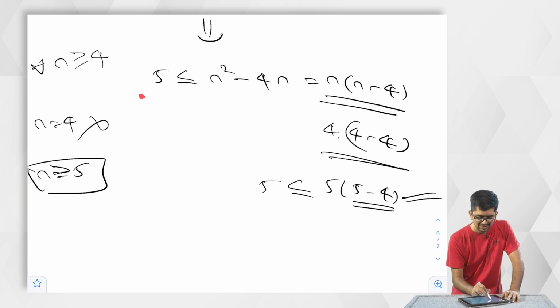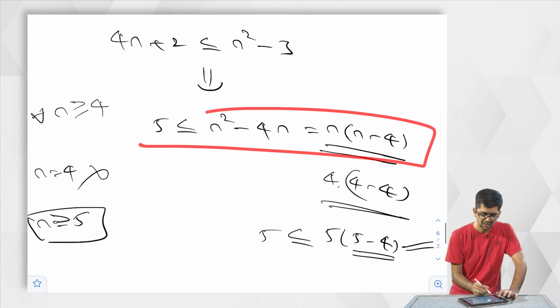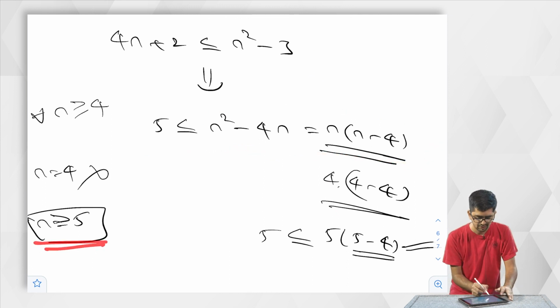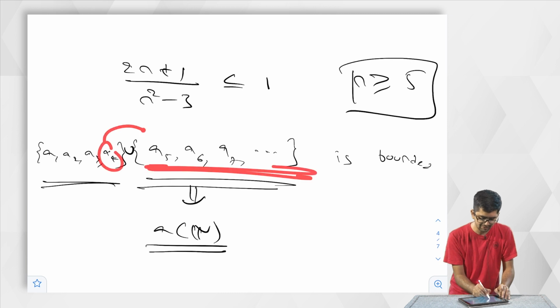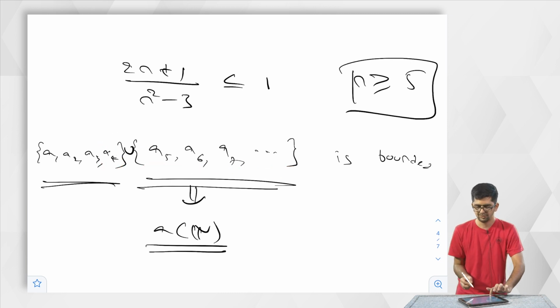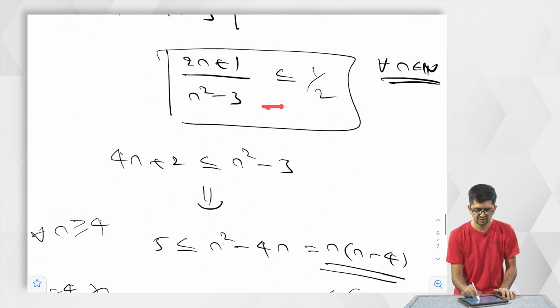So 1 by 2 is a bound for the sequence that starts at a5. Whatever I have mentioned here, one can actually put a4 here, this is true for a4 also, but from a5 I know for sure that it is less than or equal to 1 by 2.